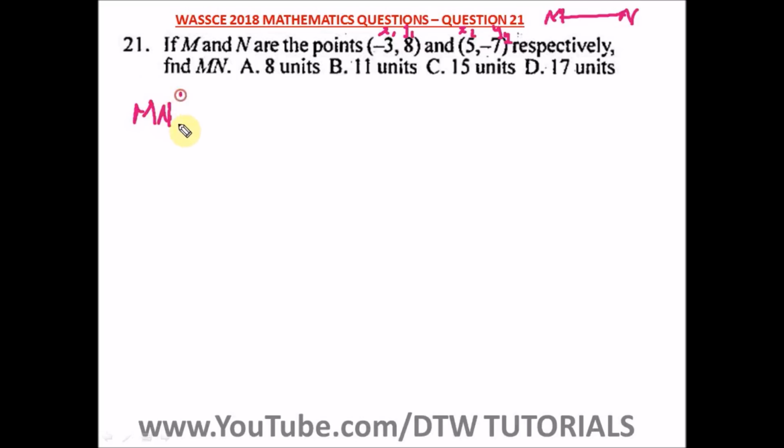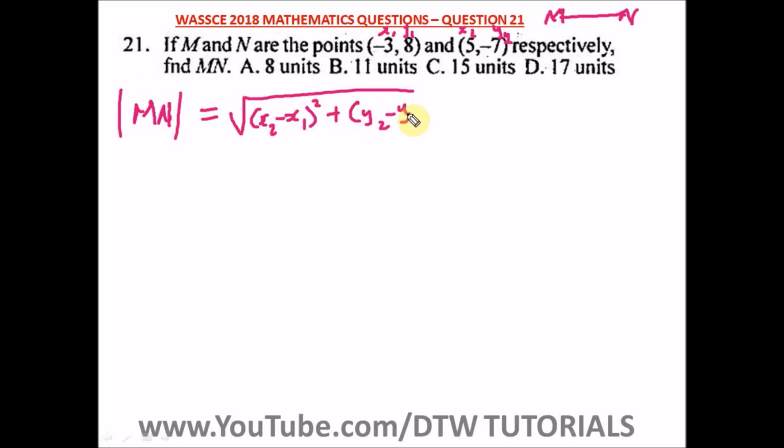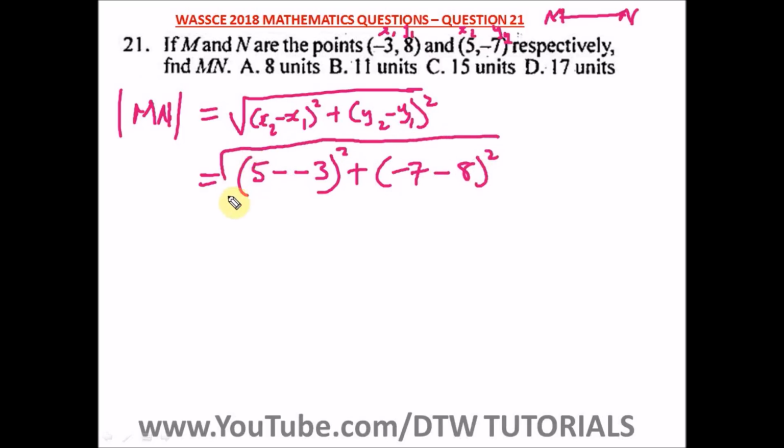And in coordinate geometry, what's the formula for finding the distance between two points? MN is equal to the square root of bracket x2 minus x1 all squared, plus bracket y2 minus y1 all squared. So let's put in our values of x2, x1, and y2, y1 from these coordinate points. What is x2 here? x2 is 5, minus x1, which is -3, so we have minus -3, all squared, plus y2, which is -7, and y1 is 8, so we have minus 8 all squared. Remember your square root here.